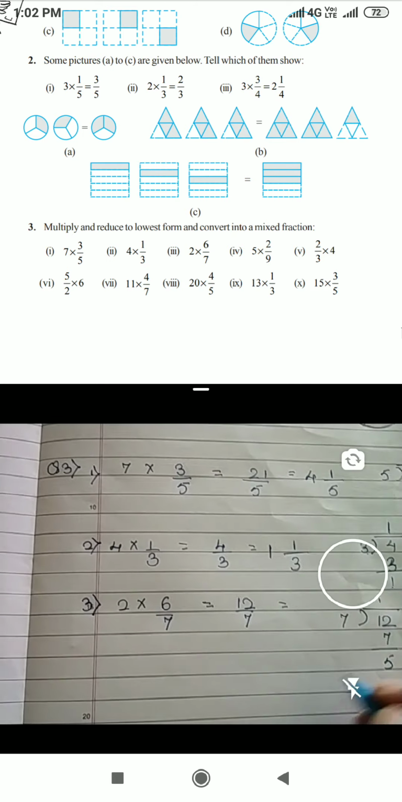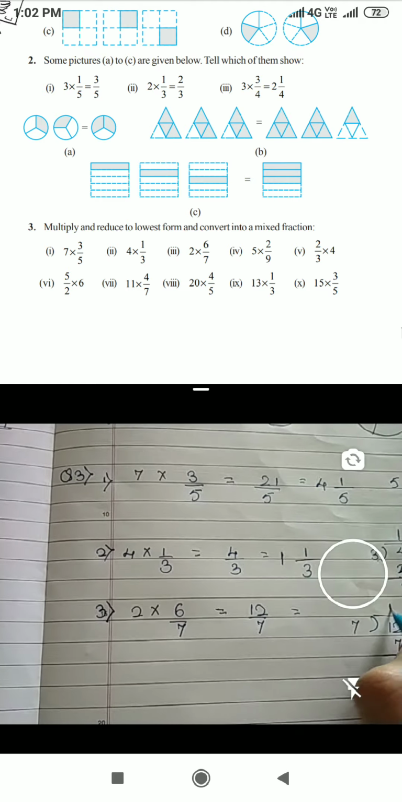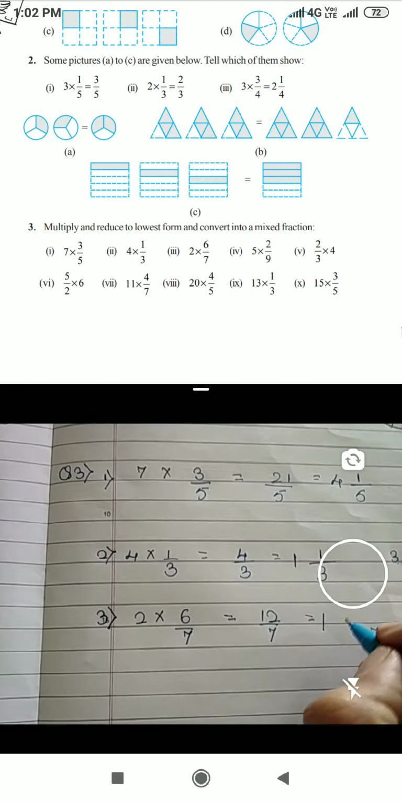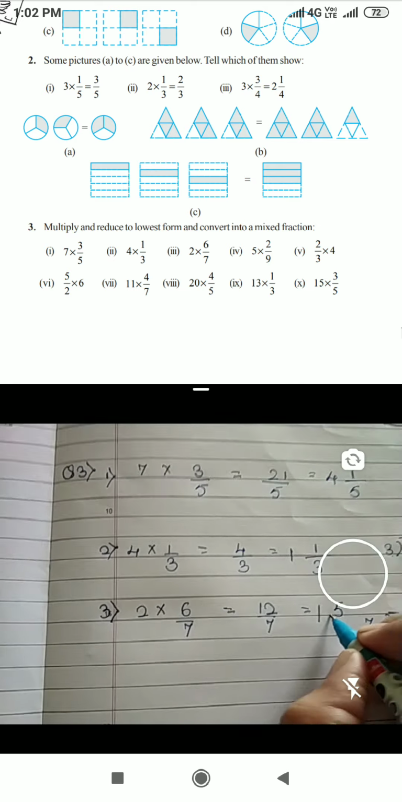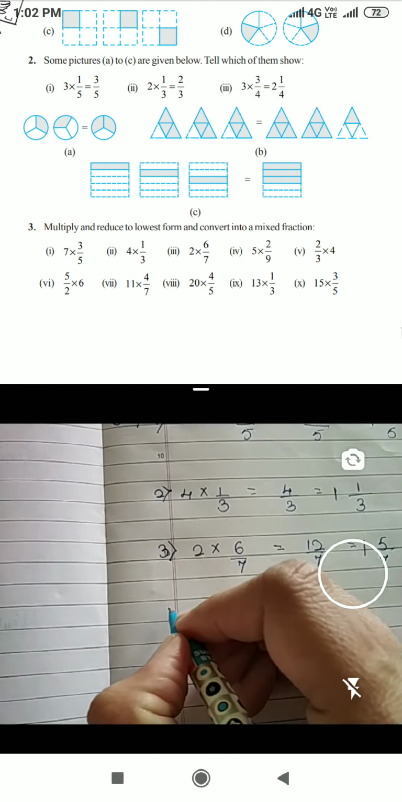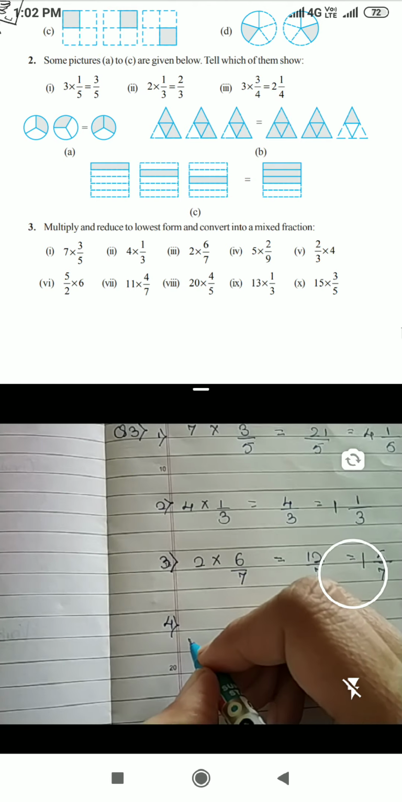5. Now what you are going to do? This 1 you are going to write here. This 5 you are going to write upside, and this 7 you are going to write downside. Next, fourth one.